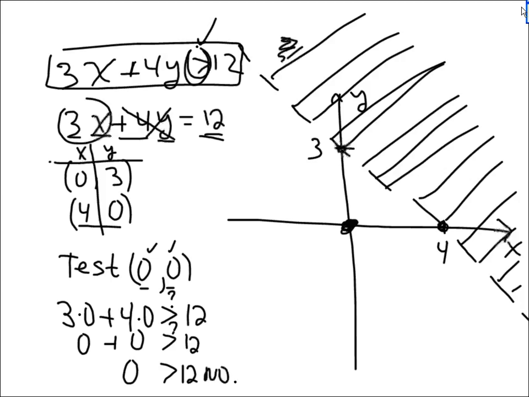Let's do some more. I would always test 0, 0 if I were you, except if it's on the line. Because if it's on the line, then it won't be above or below. We won't know which half to shade in.